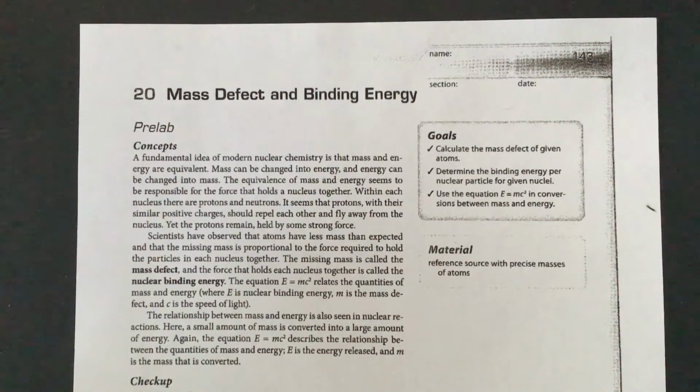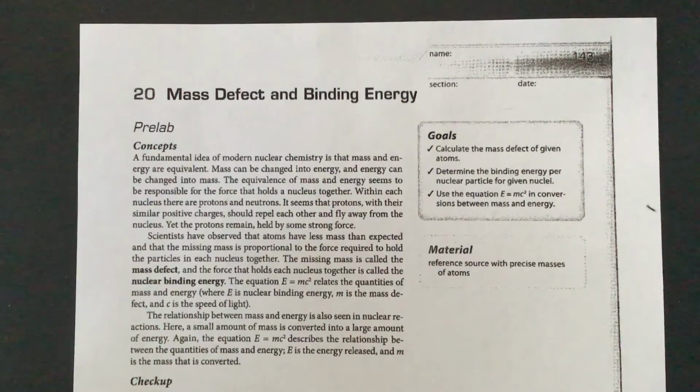Within each nucleus there are protons and neutrons. It seems that protons with their similar positive charges should repel each other and fly away from the nucleus, yet the protons remain held by some strong force. Scientists have observed that atoms have less mass than expected and that the missing mass is proportional to the force required to hold the particles in each nucleus together.